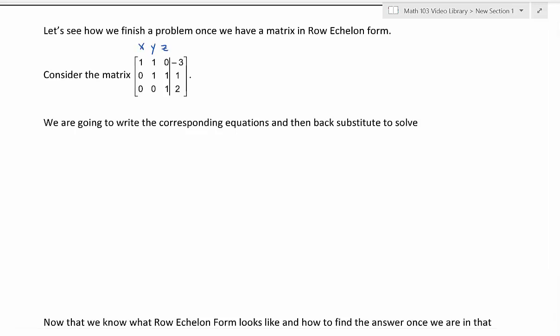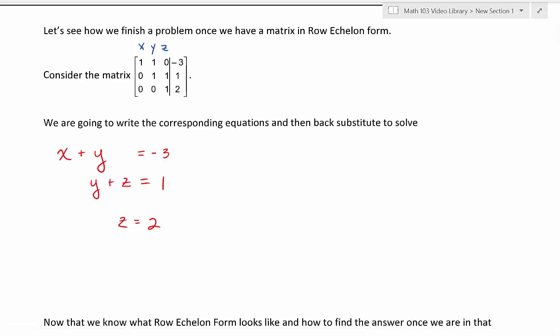We'll have 3 equations. The first one, 1x plus 1y, there's no z's, is equal to -3. In our next equation, notice there's no x term, but we have 1y plus 1z is equal to 1. And in our third equation, there's not an x or a y term, only a z. We get z is equal to 2.